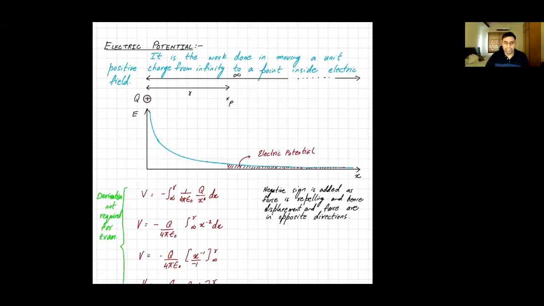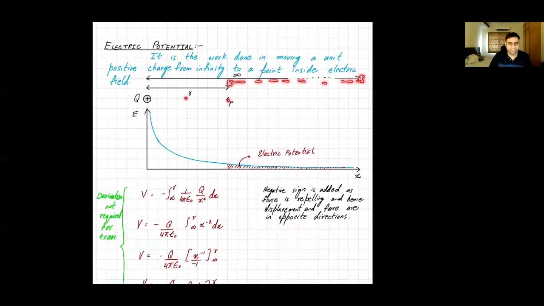The concept that we have to learn is about electric potential, and this concept is very, very similar again to the concept of gravitational potential, except for the fact that it carries both positive and negative signs. So electric potential is defined as the work done in moving a unit positive test charge from infinity, that is outside the electric field, to a point inside the field. Let's say this is a point P, which is at a distance R.